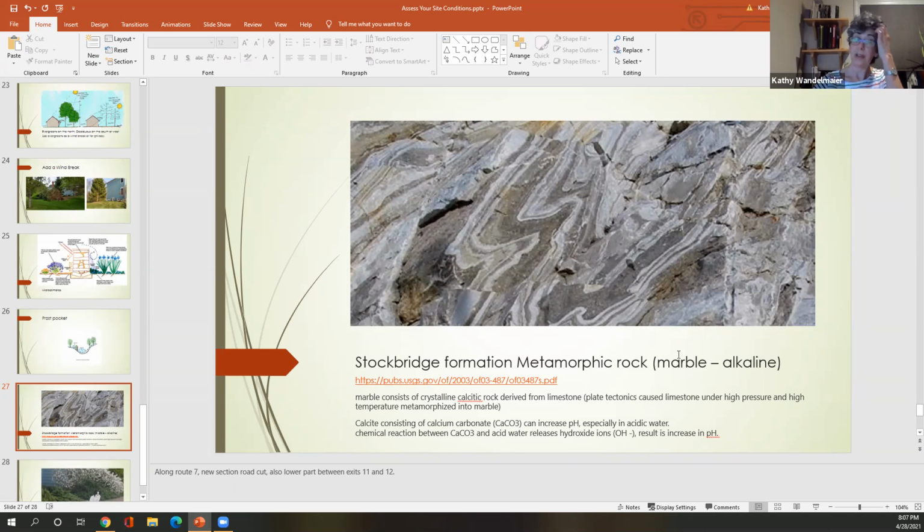And because limestone tends to be naturally alkaline, marble is too. So you do have patches of more alkaline soil surrounding these Stockbridge formations. So if you live close to Route 7, you may be treated, I would say you'd be treated, to this type of soil.